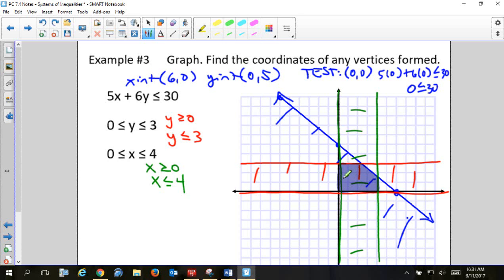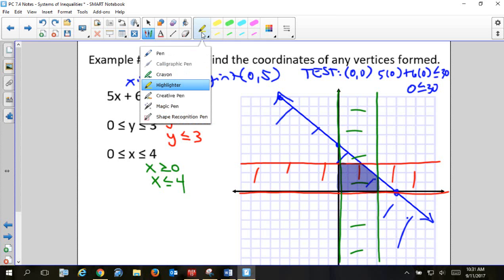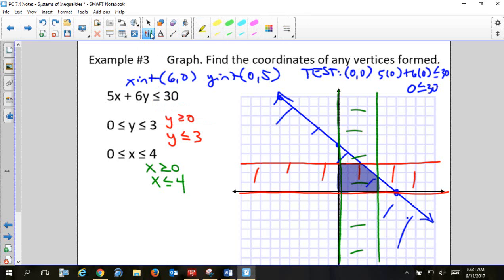And that's this figure. Now there's more directions, by the way. We're not done with the directions. It says graph, and then it says find the coordinates of any vertices formed. So we formed a, what is that geometric figure?